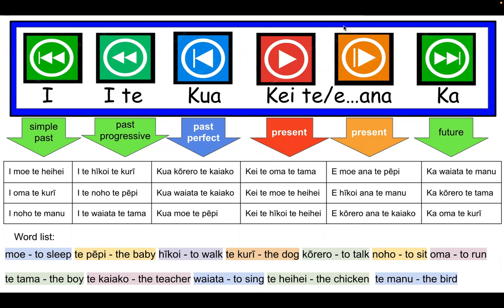I noho te manu, the bird sat. I te waiata te tama, the boy was singing. Kua moe te pēpi, the baby has slept. Kei te hikoi te heihei, the chicken is walking. E kōrero ana te kaiako, the teacher is speaking. And ka oma te kurī, the dog will run.